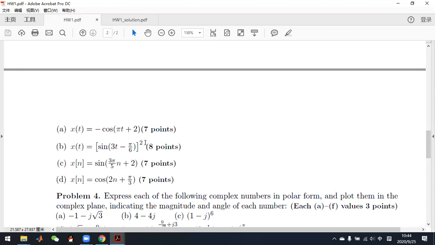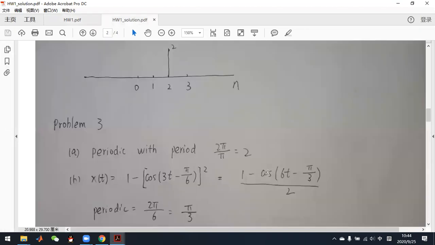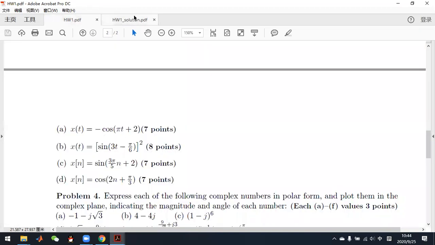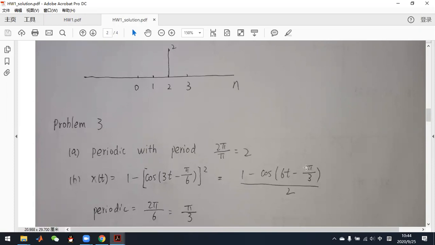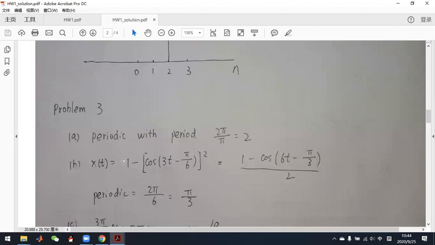And the second one, x of t is equal to sine of 3t minus pi over 6, squared. For this problem, you first need to use the property of a square of the sinusoid signal. Sine x squared is equal to 1 minus cosine 2x over 2. So this equation is equal to 1 minus cosine of 6t minus pi over 3, over 2. And we can easily find the period of this signal. It is 2 pi over 6. It is pi over 3.